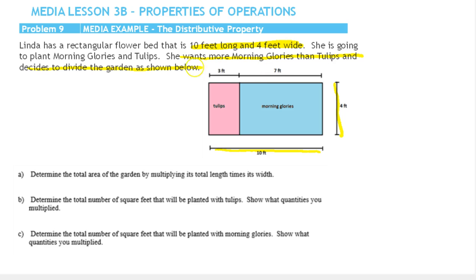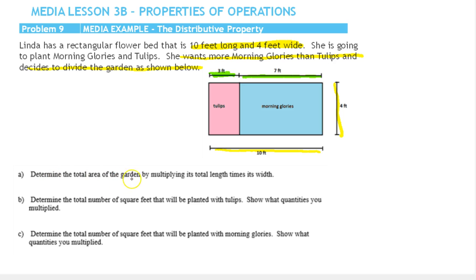And they didn't give us these numbers, they just included them in the diagram, but I'm going to highlight them right here. So the tulips, this is 3 feet. The morning glories have length 7 feet to total the 10 feet, and they both have width 4 feet. So let's look at these questions.